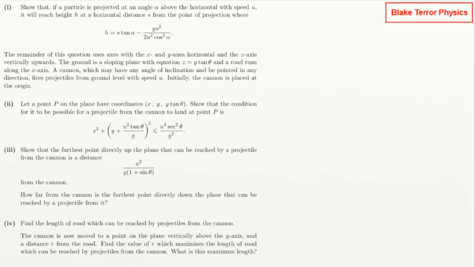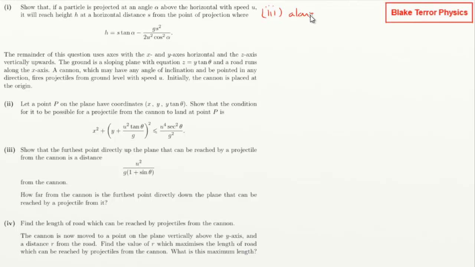So on to part 3. Show that the furthest point directly up the plane that can be reached by a projectile from the cannon is that distance from the cannon. So the furthest point directly up the plane. If we're going straight up the plane, then we're going along the y-axis, so we're not getting any x value.